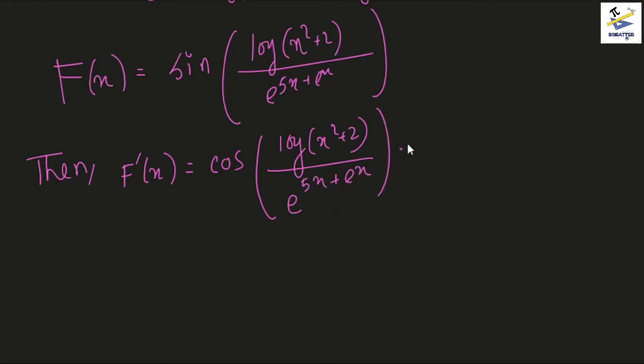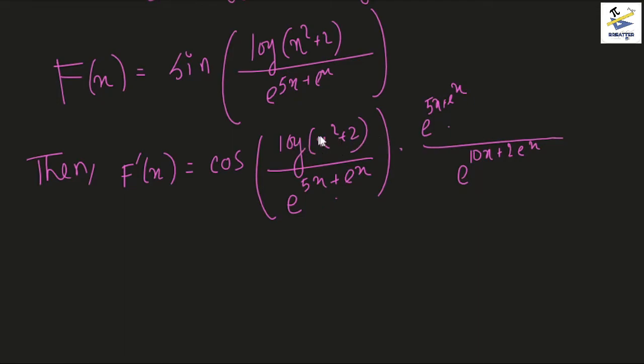multiplied by, now we have the part where we do actually the f(x) by g(x) thing. So this is g(x), this is f(x), so this should be squared. Squared means multiplying by 2 in the power, which is e to the power 10x plus 2 e to the power x. Then we have e to the power 5x plus e to the power x into the differentiation of log of x square plus 2.